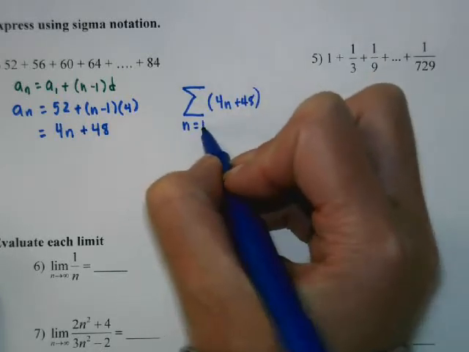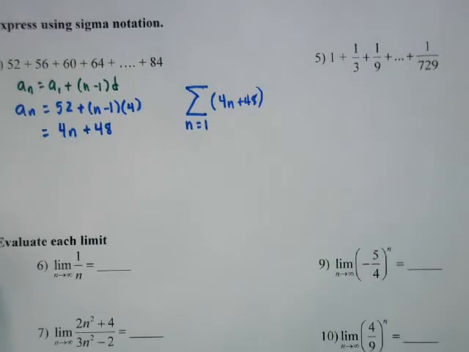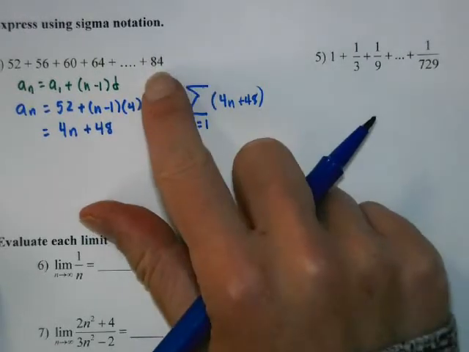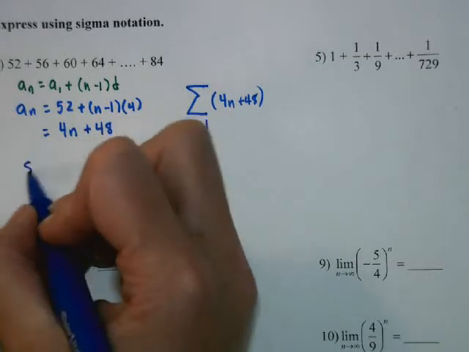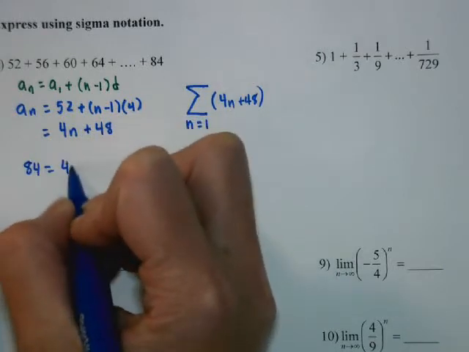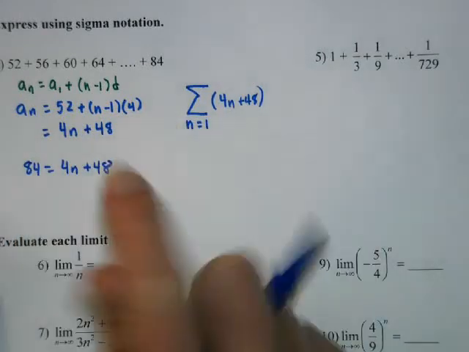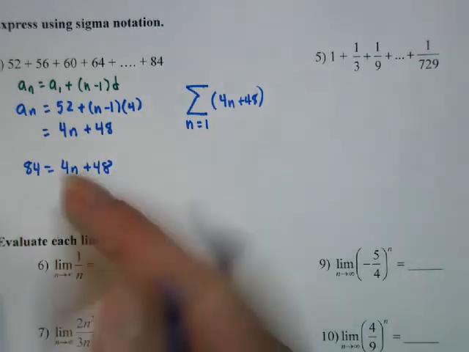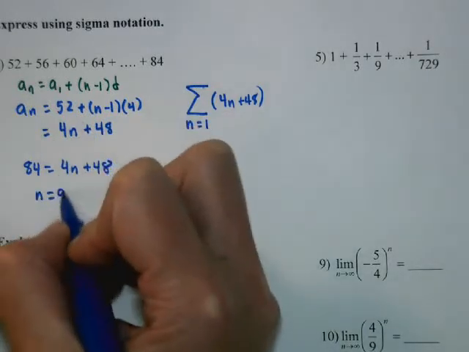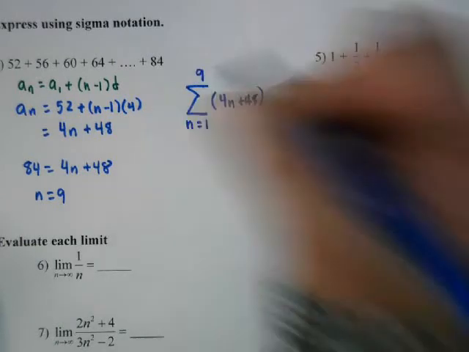We are starting at 1, and then the last thing we need to do is figure out our ending value, what value I'd need to plug in to get that 84. So we'll just set 84 equal to 4n plus 48, subtract 48 and divide by 4, gives us 9.